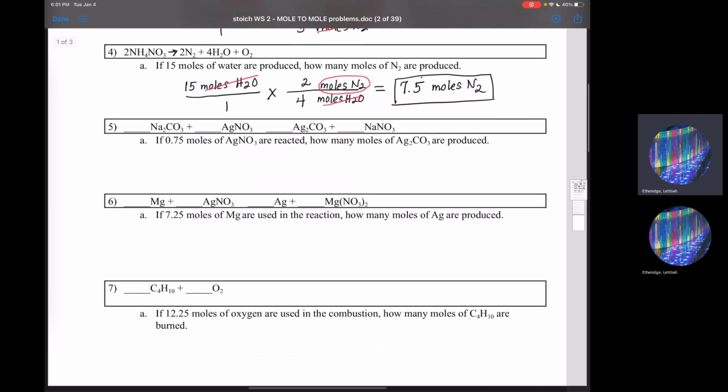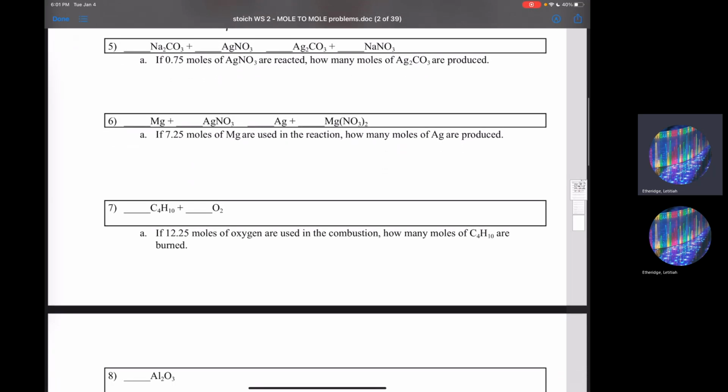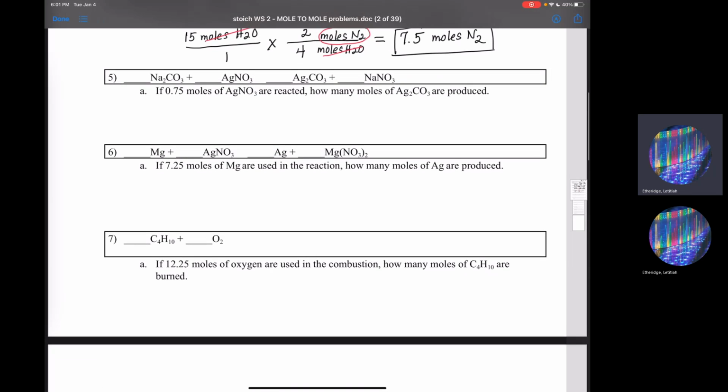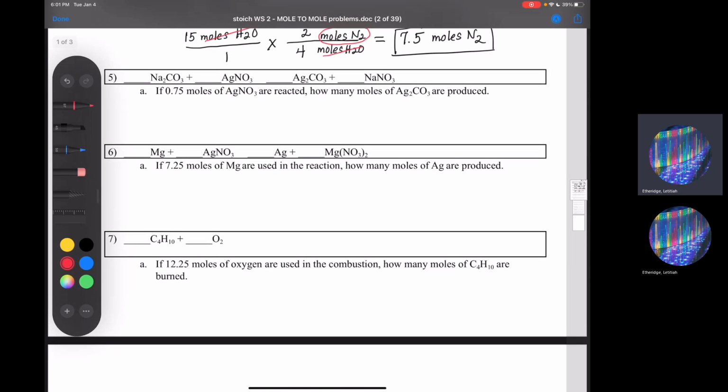Okay, let's jump around a bit. Let's go to number 6. So for number 6, first things first, let's deal with our missing arrow. So we have a single replacement reaction, right, where magnesium is swapping places with silver. Now we just need to figure out how to balance it.